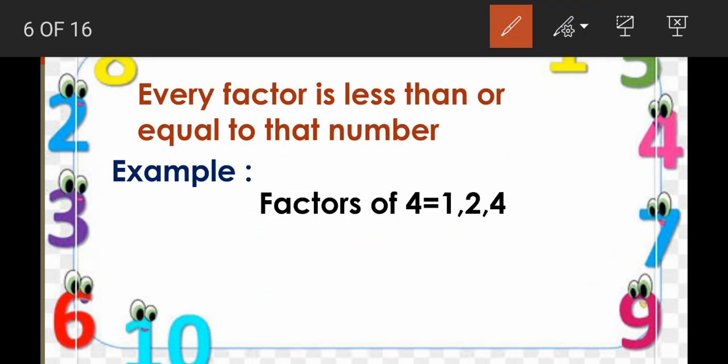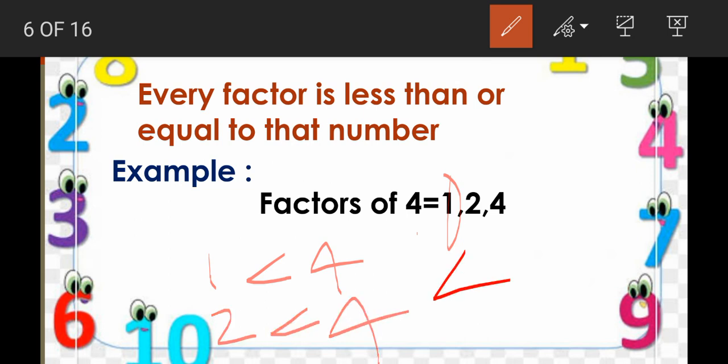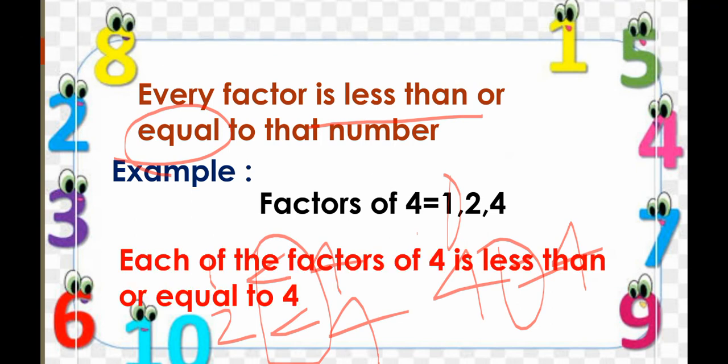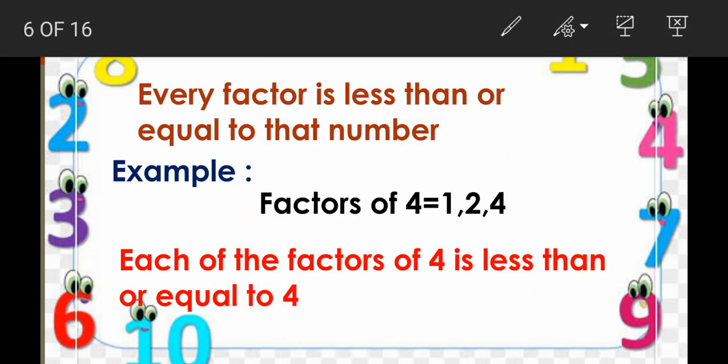So now tell me 1. Is it less than 4? Yes. So 1 is less than 4. So next factor 2. 2 is less than 4. 4 is equal to 4. So it is less than or equal to. So these all are less than and this is equal to. Understood? So every factor is less than or equal to that number. Okay. So each of the factors of 4 is less than or equal to 4. Now comes the next one.